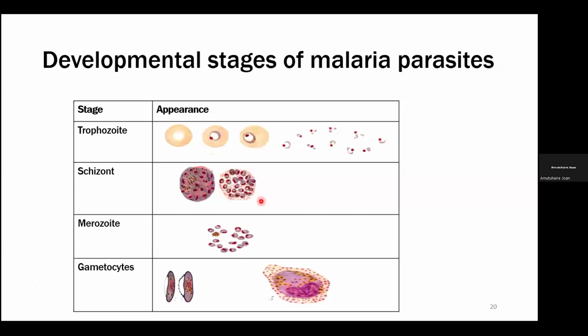These merozoites are the other stage I wanted to show, but this stage we don't report. It's not common because merozoites are from inside schizonts, but these merozoites look like this.